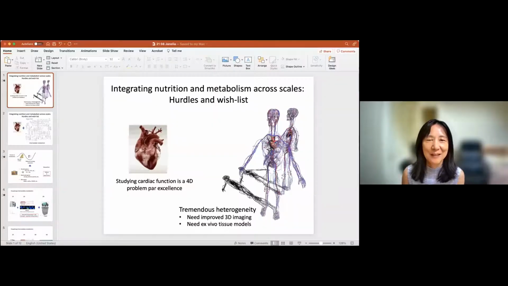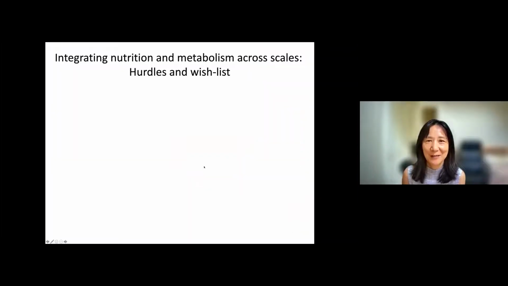Hello again, everybody. And we move now to session 2. My name is Rong Tian. I will be the moderator for this session. And I'm a professor at the University of Washington, Seattle. And really excited to kick off this session.